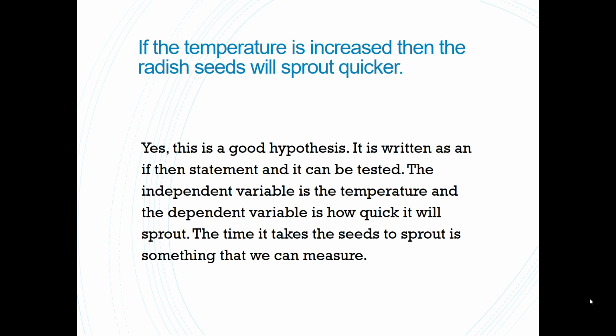The dependent variable is how quick the radish seeds will sprout. The time it takes the seeds to sprout, that's something that we can measure and we can put down in a data table. So this is a very good hypothesis.